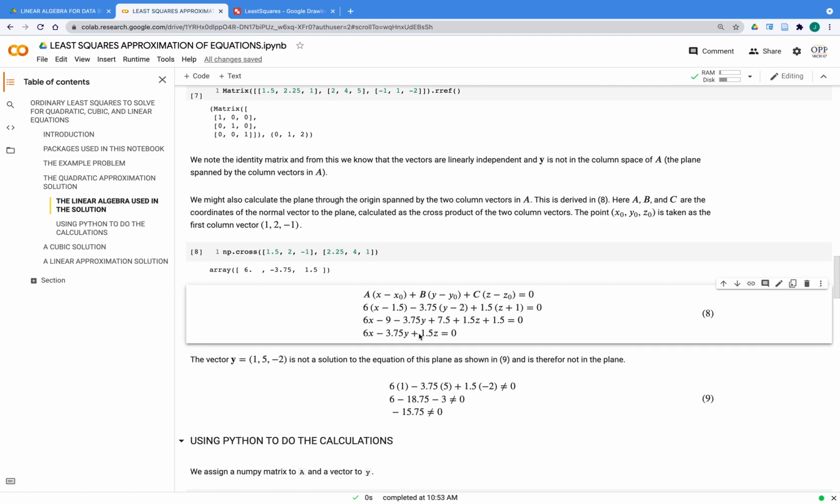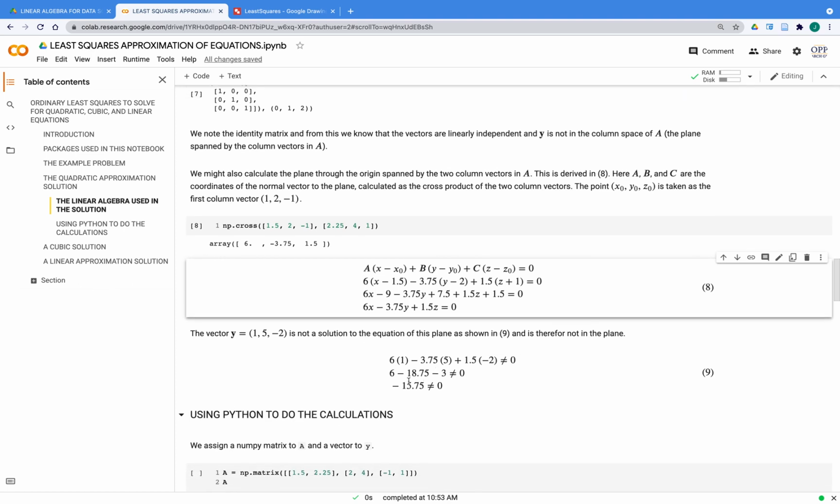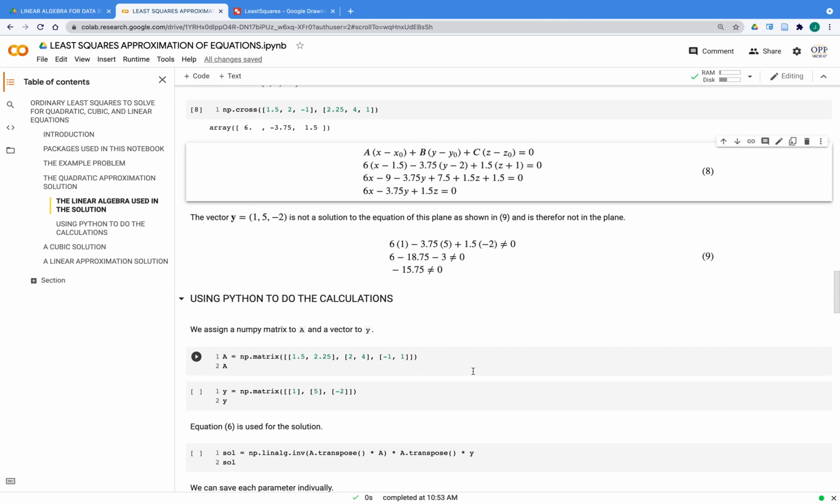And we can just attempt another go at showing that our vector y is not a solution, it's not in the plane. Because if we plug its points into this equation for the plane, the left-hand side and right-hand side of 8 are not equal to each other. That point is not in that plane. So let's use Python and just do these calculations.